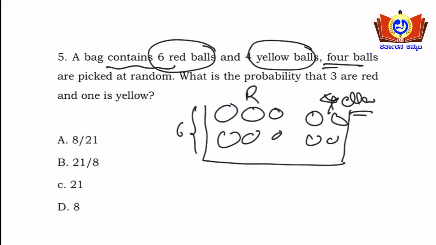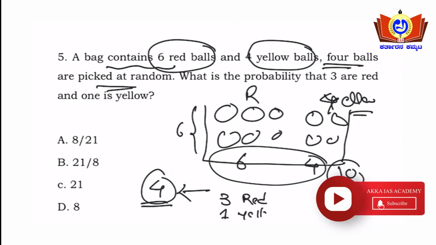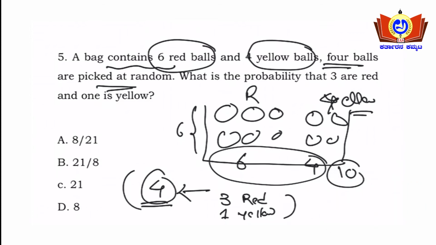Okay, 4 balls are picked at random. So out of these 6 plus 4, these 10 balls, 4 balls are picked. What is the probability that 3 are red and 1 is yellow? So out of these 4, 3 should be red and 1 should be yellow. For these kinds of questions, the formula you need to write, I have explained in the previous video. If you have not watched the previous video, I request you to go and watch it and come back to solve the question here.